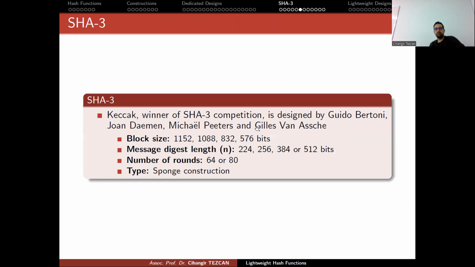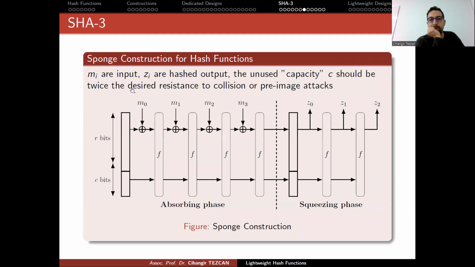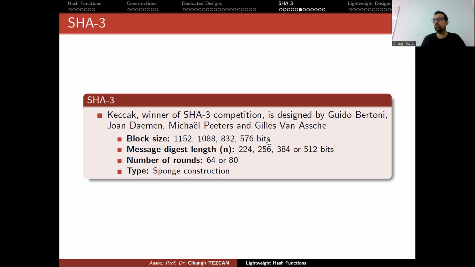So Keccak, winner of the SHA3 competition, was designed by Guido Bertoni, Joan Daemen, Michael Peeters, and Gilles Van Assche. This time, as you can see, the message digest length is exactly the same as SHA2, because if you want to move from SHA2 to SHA3, it should be compatible. But this time, it is a sponge construction, okay? In this case, the sponge function, as I already showed you before, the picture is like this. But this internal state, as you can see from here, is really huge, okay?